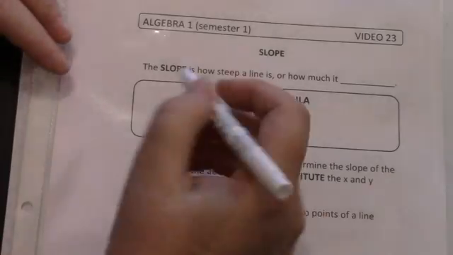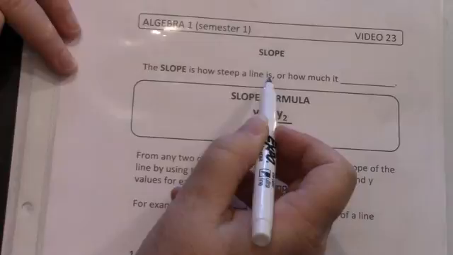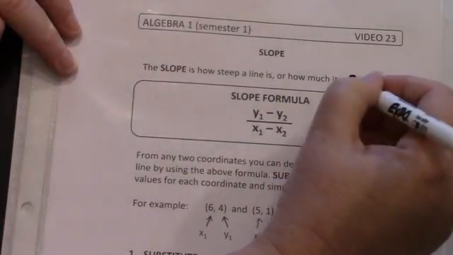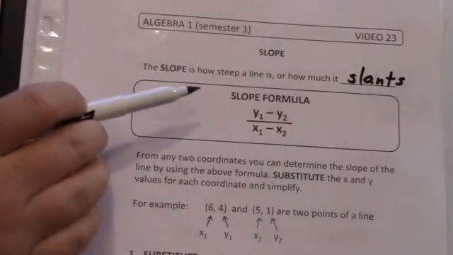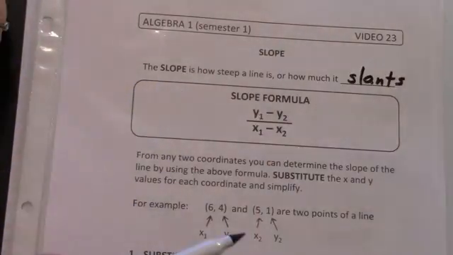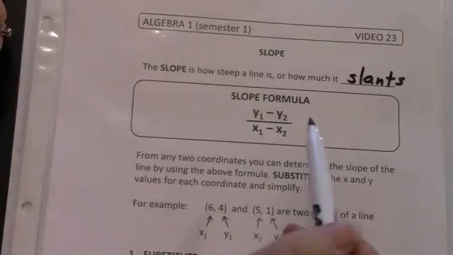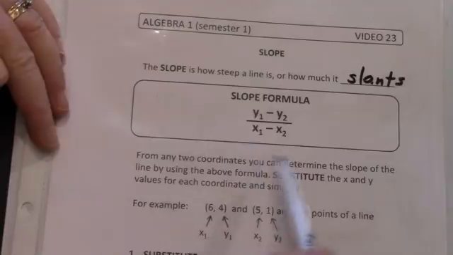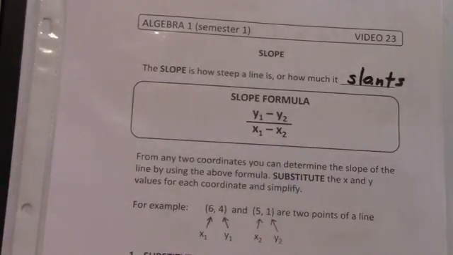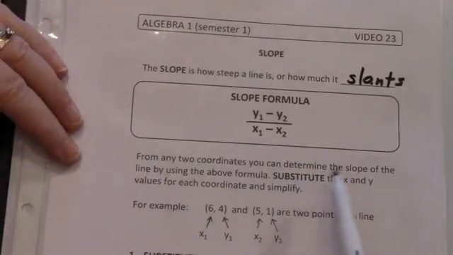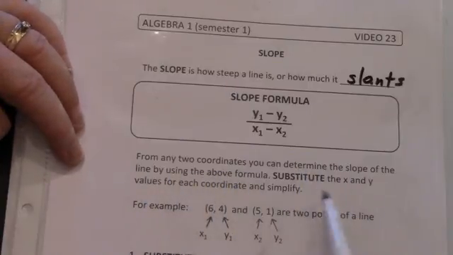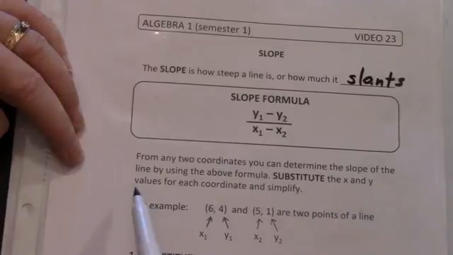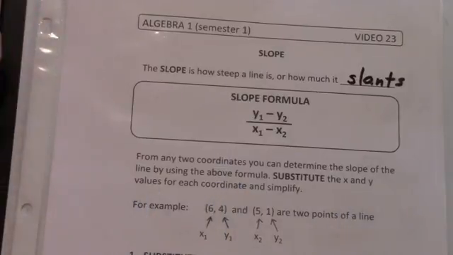Slope. The slope is how steep a line is or how much it slants. This is our slope formula. When we've been given two coordinates, we can substitute these numbers into this formula right here and figure out what the slope of that line is. So from any two coordinates, we can determine the slope of a line by using the above formula. Substitute the x and y values for each coordinate and then simplify.